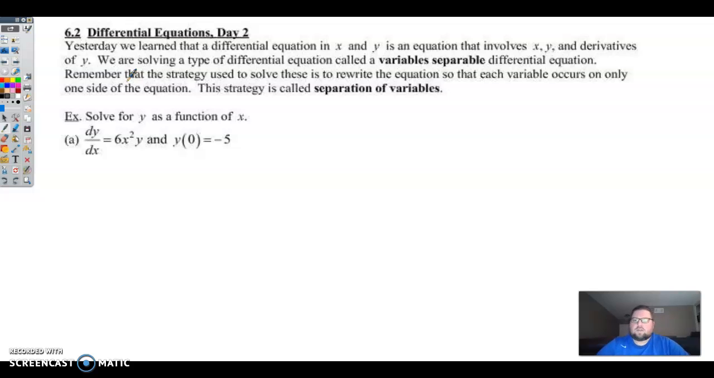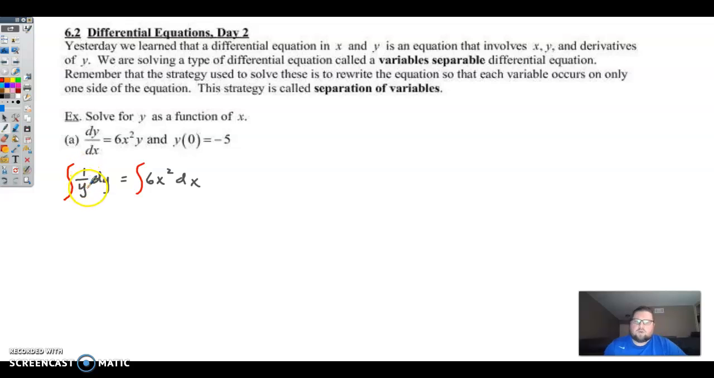All right, so first example, we're going to have to get our y's on the left side. So we're going to be dividing by y here, and we're going to multiply by the dx over here. So we're going to end up with, I'm going to write it like this, 1 over y dy. We could also put that dy on top like I did in yesterday's lesson, but I think it'll be a little clearer what's going to happen here if I write it like this. Then over here we're going to have our 6x squared and our dx. Once we get our variables separated out, that's when we integrate both sides.